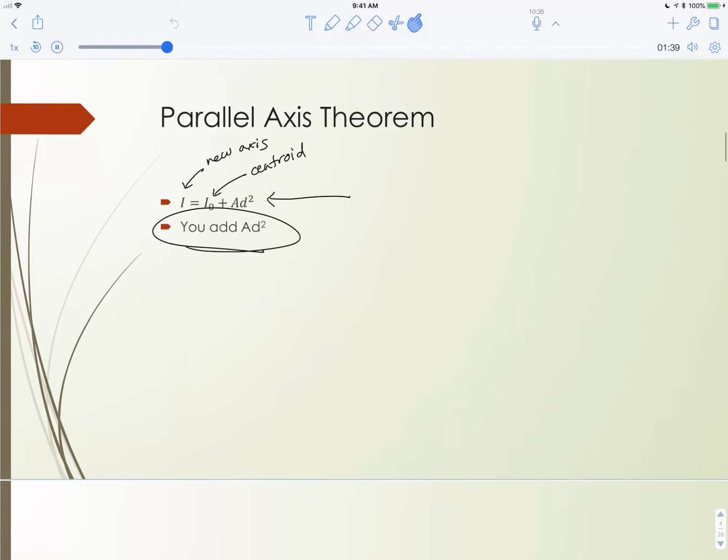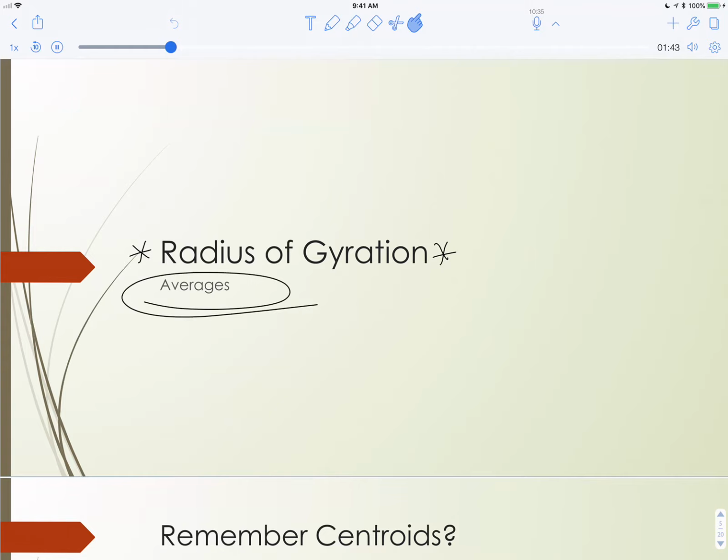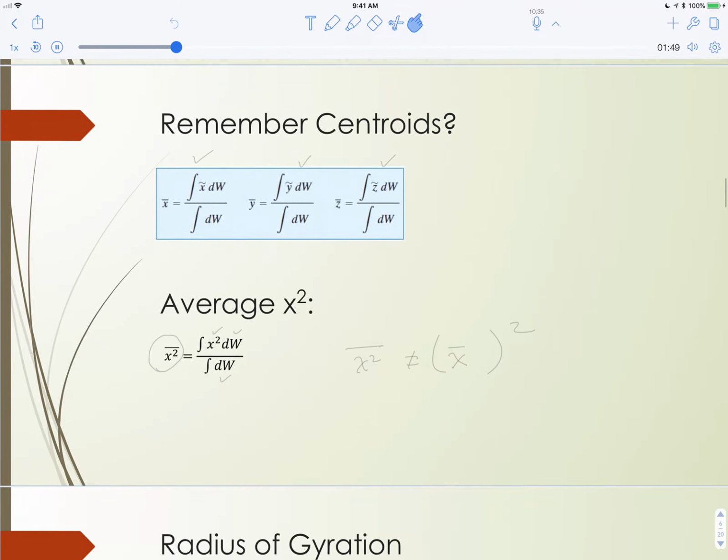Okay, the next topic is called radius of gyration, and it's all about getting averages. So remember the centroid, x bar was the integral of x dw all over the integral of dw. Remember, it's just like a GPA. Y bar is integral y dw over dw, and z bar is integral z dw over dw.